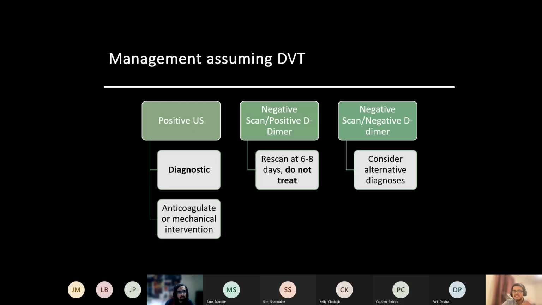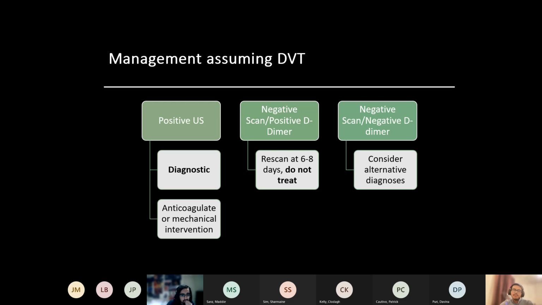If it's negative, if everything is negative, definitely consider alternative diagnoses. So do you reckon if someone has cellulitis, what do you reckon their D dimer will be? It doesn't matter if you don't know, just have a guess. What do you think? Yeah. So this is the problem with D dimer. D dimer can be raised in states of infection. So this is why D dimer is always a bit of an iffy thing.